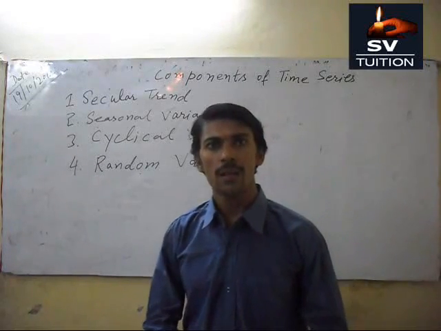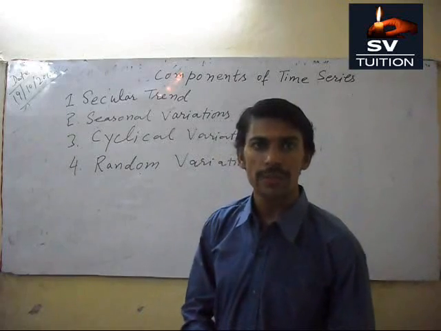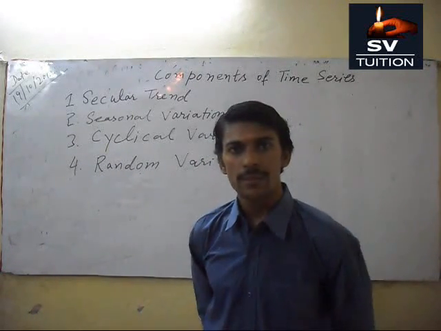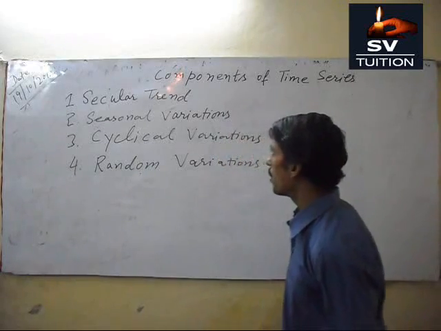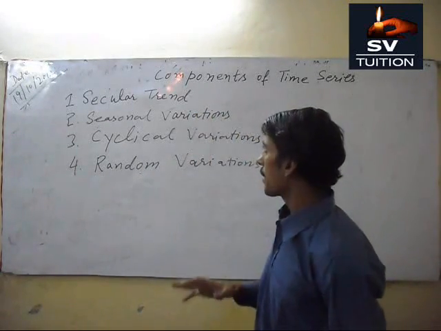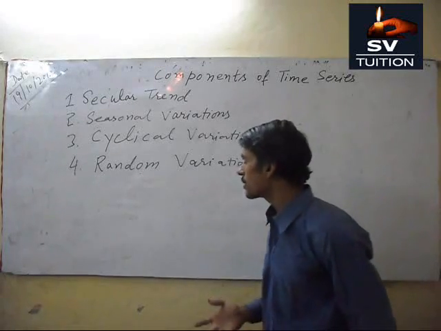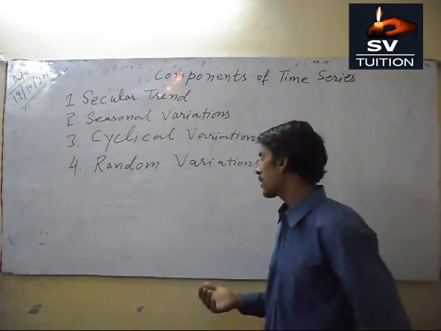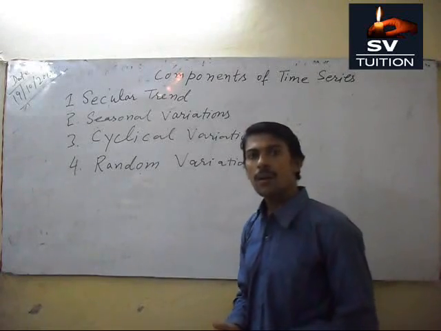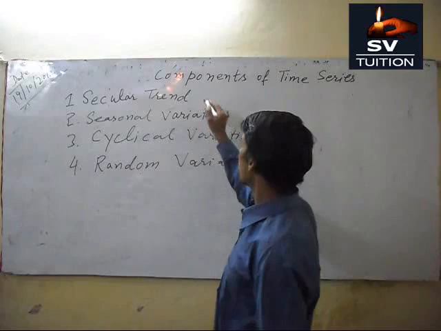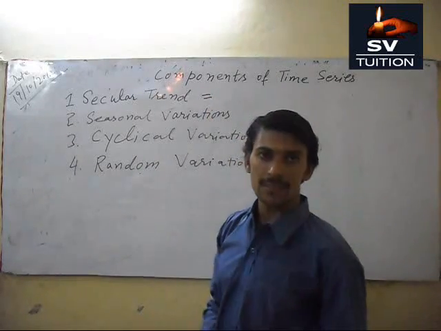Now we will study the components of time series. In components, we have four parts. One is a secular trend, second is seasonal variations, third is cyclical variations, and fourth is random variations. In time series, first of all, we study the secular trends.